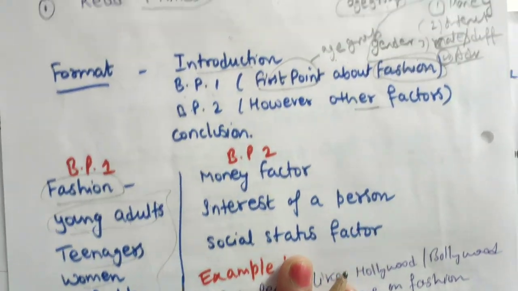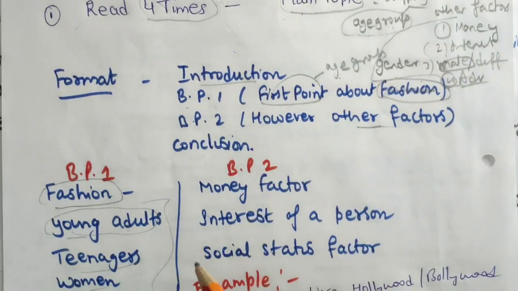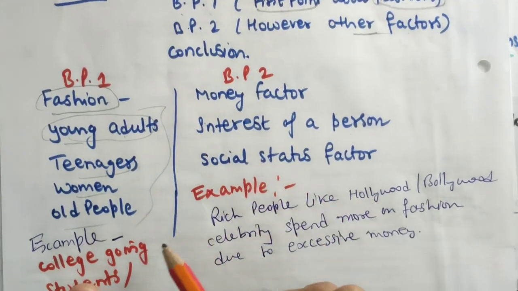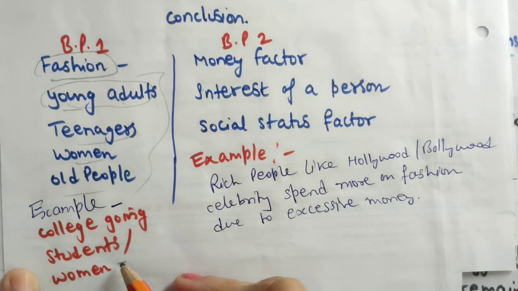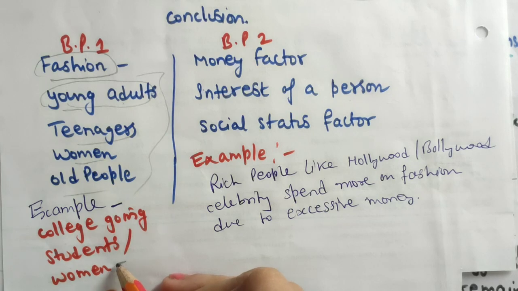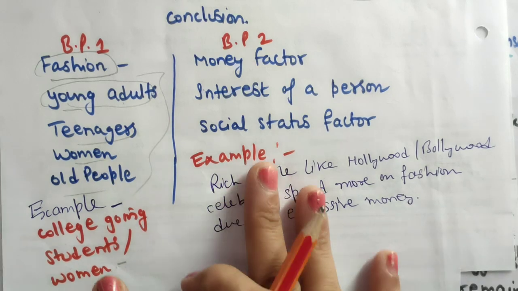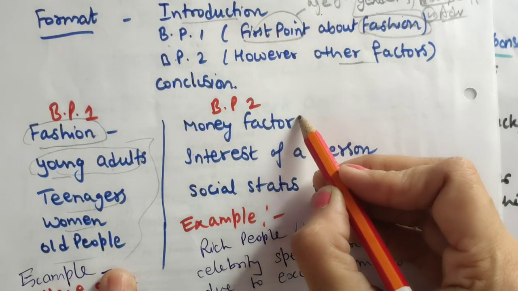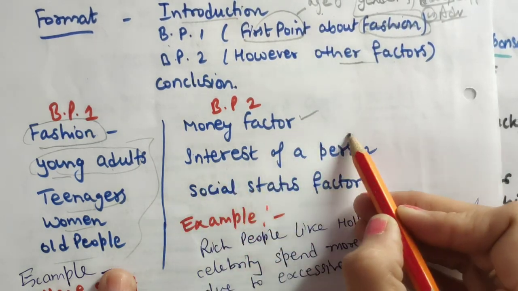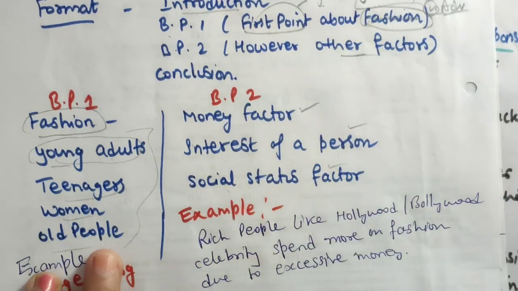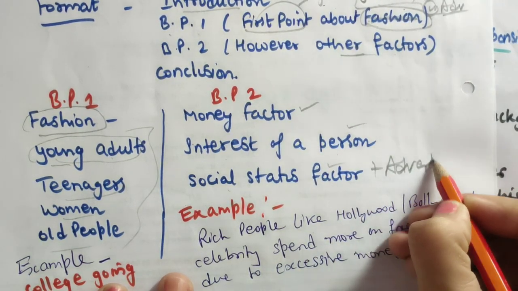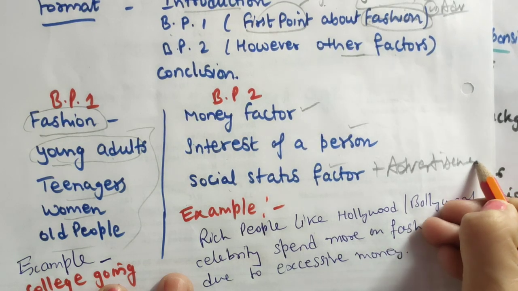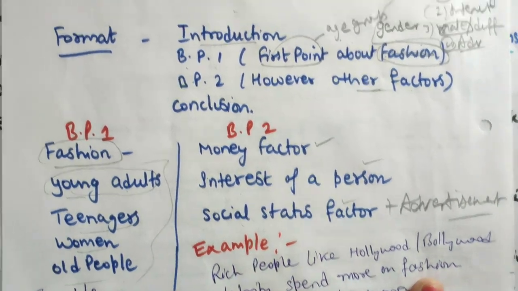So actually this all comes under gender, but I have described it in a different way. Okay, so for example you can give college-going students, or women, housewomen, or housewives. And in the second paragraph I will talk about monetary factors, interest of a person, and social status, which is also very important, and the fourth one is that advertisement also influences or motivates people to do more shopping.